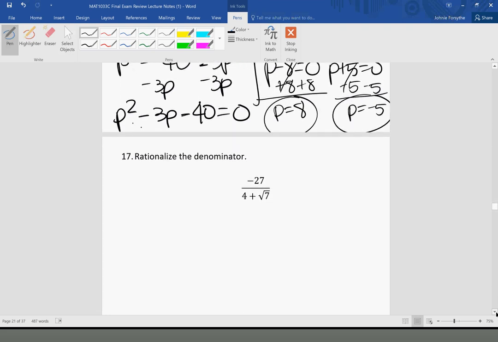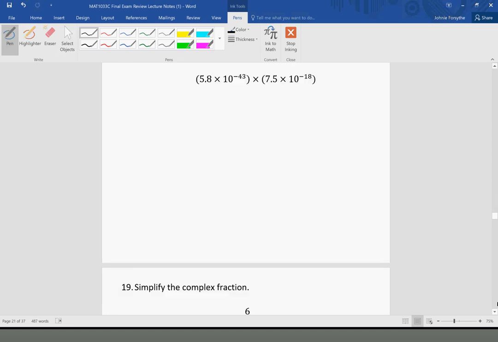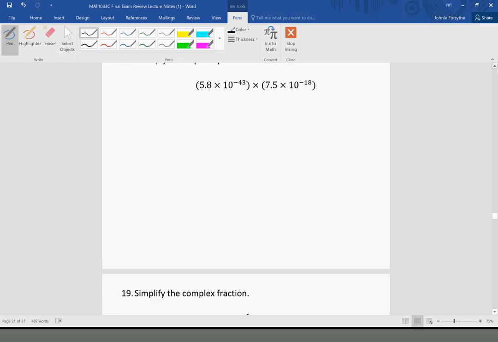Okay, so now rationalize the denominator. So to... oh, what happened? What is going on?